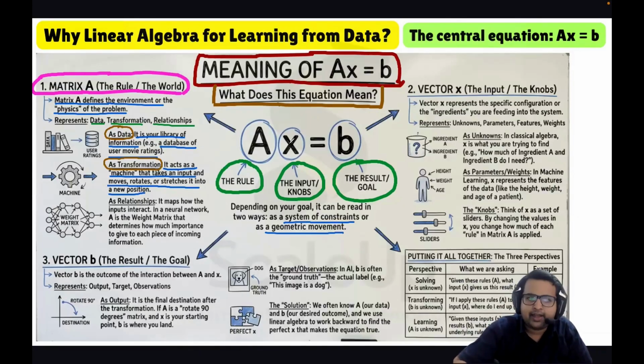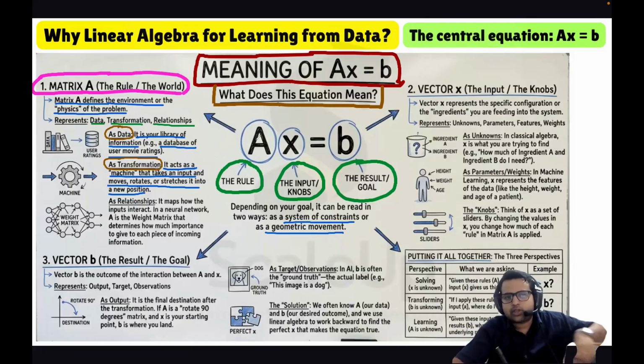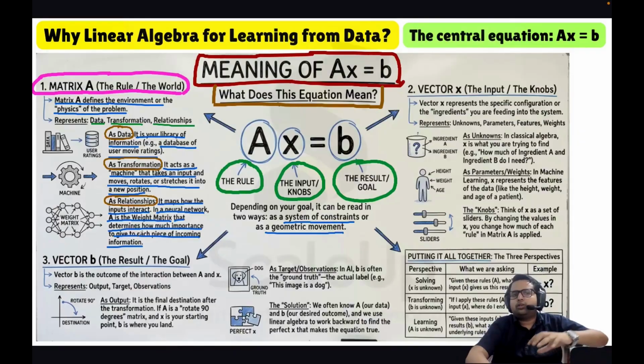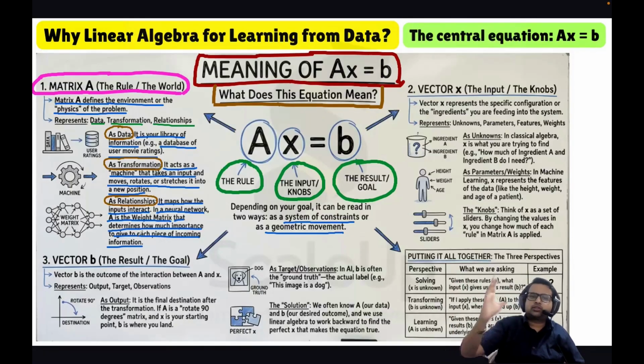Now, matrix A can also store relationships. If it is storing relationships, then it is mapping how the inputs interact. In a neural network, this relationship we call the weight matrix, which determines how much importance to give to each piece of incoming information. So the weight matrix is like how much importance to give to the inputs.